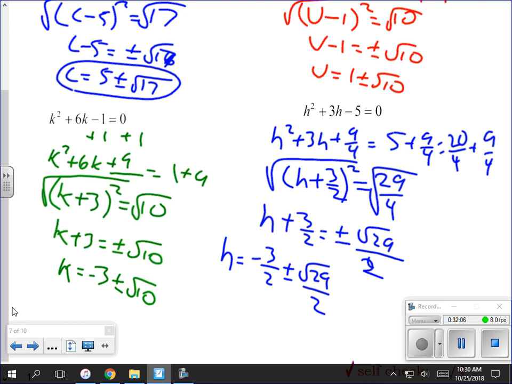Yes? It's half of this squared. Yeah, half of that squared. So I take whatever half of b is, square it, and then what goes here is the half of b. What did I square to get 9? Okay.